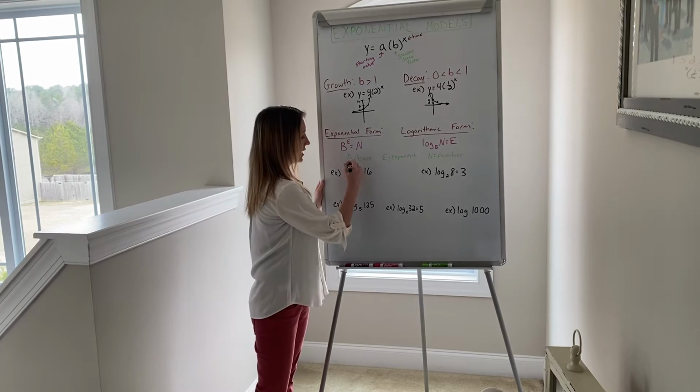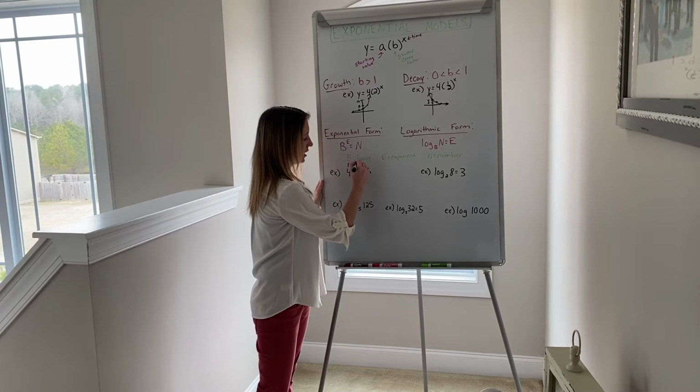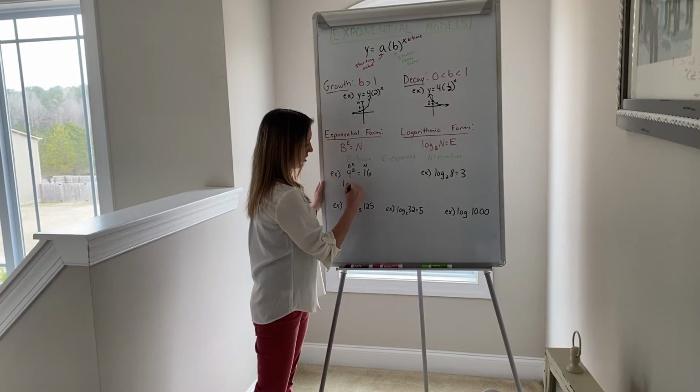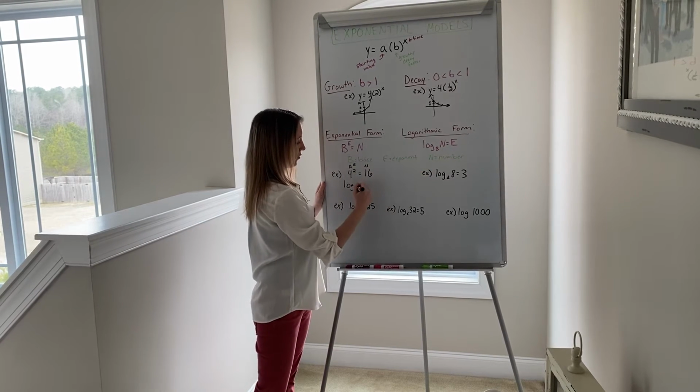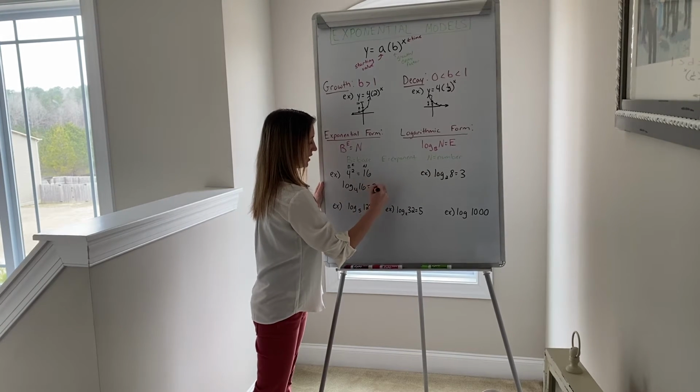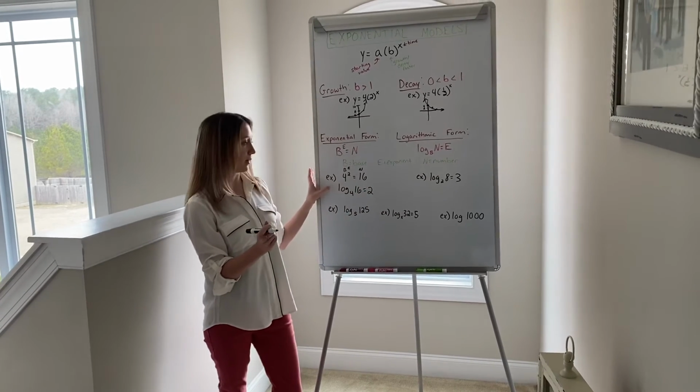So this right now again is in our ben form, b to the e equals n. So if we were going to convert that, we have our log. Our b is right here, so 4. Our n comes next, so 16, and then that would equal 2. So that would be in logarithmic form.